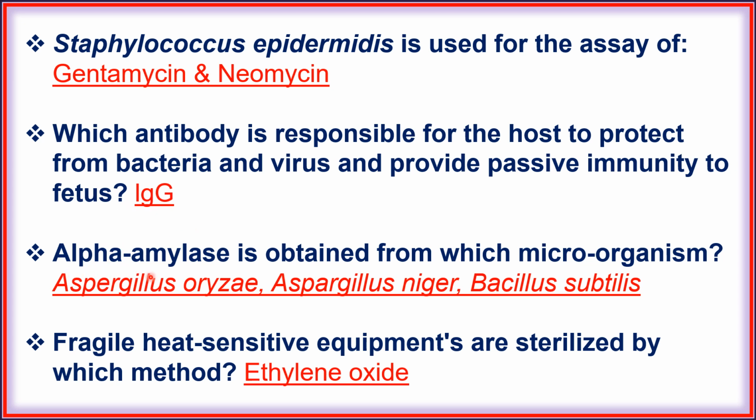Next, alpha amylase is obtained from which microorganism? Those are Aspergillus oryzae, Aspergillus niger and Bacillus subtilis. Next, fragile heat sensitive equipments are sterilized by which method? Ethylene oxide.